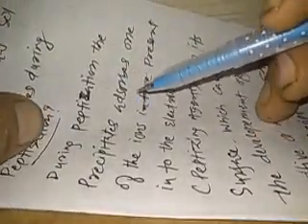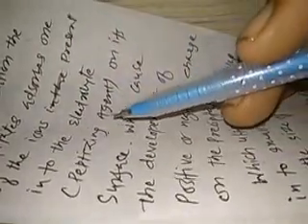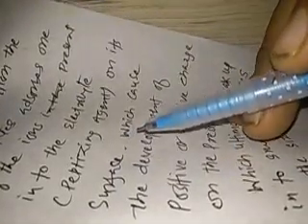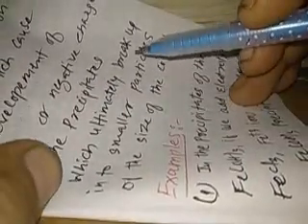Now what happens during peptization? During peptization, the precipitates adsorb one of the ions present in the electrolyte, that is, in the peptizing agent, on their surface, which causes the development of positive or negative charges on the precipitates, which ultimately break up into smaller particles of colloidal size. We'll see the examples in the next video.